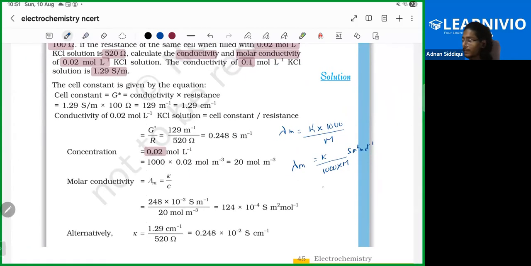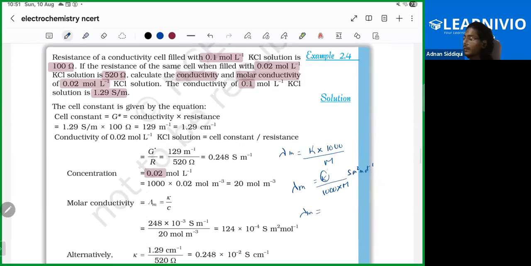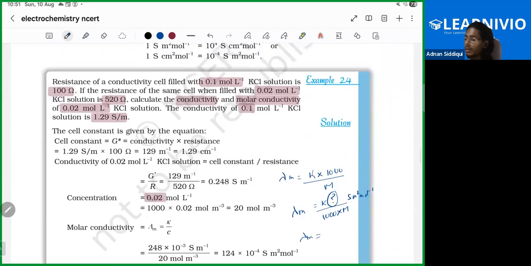ये हमारे पास फॉर्मूला है कंडक्टिविटी के लिए. We have to find first the conductivity. ठीक है, कंडक्टिविटी भी निकालनी है अपने को. How can we measure the conductivity? Conductivity is what? Conductivity is the reciprocal of resistivity. ठीक है, तो हम क्या लिखेंगे यहाँ पे? कंडक्टिविटी इज 1/ρ, kappa by A, L by A.